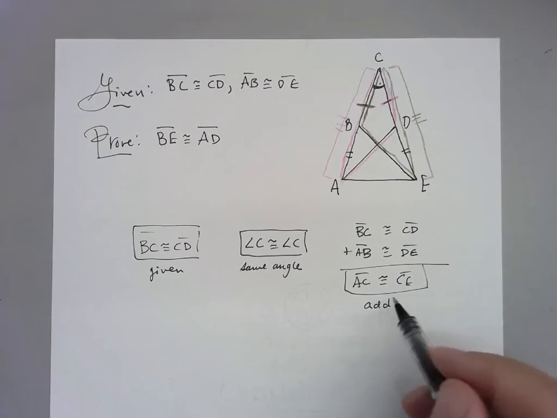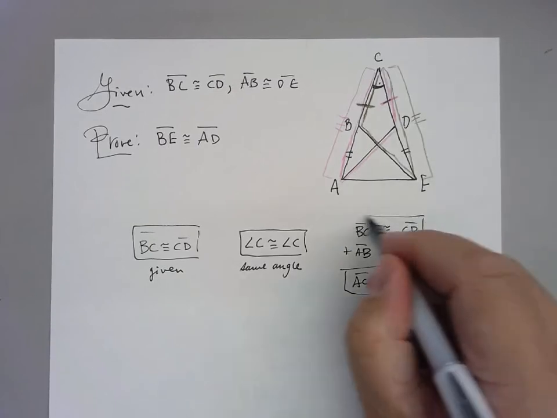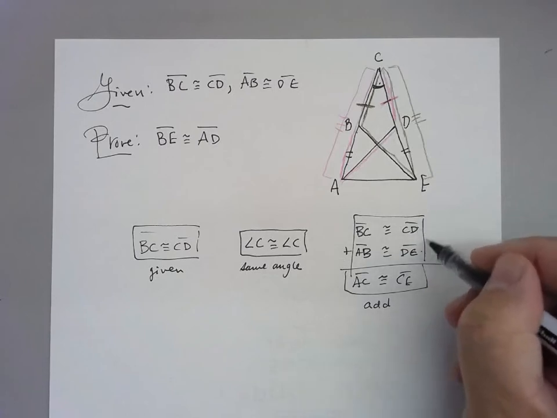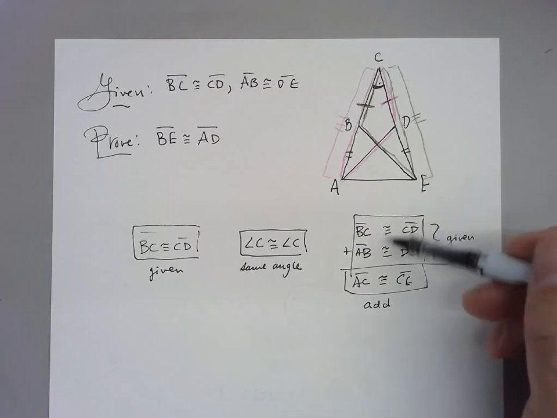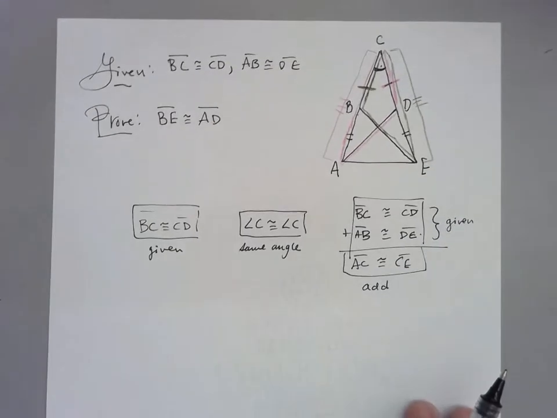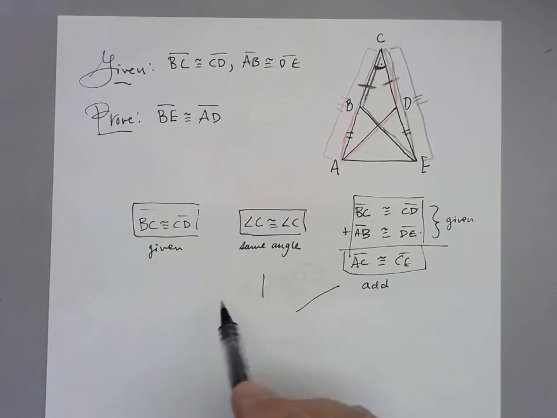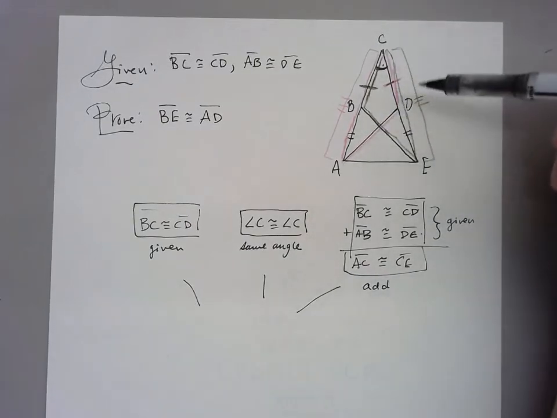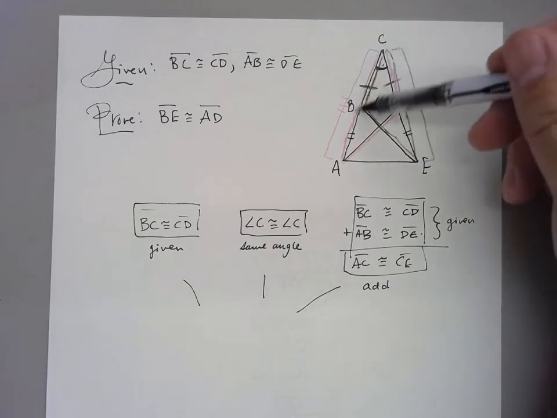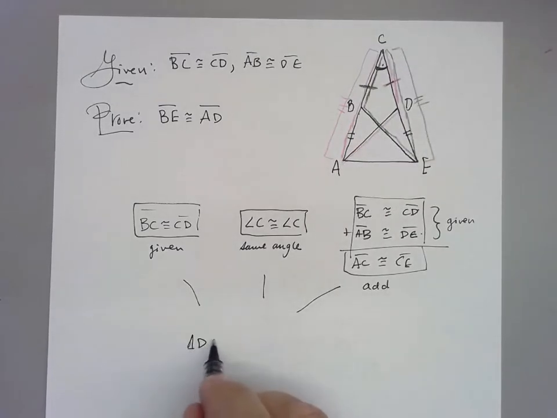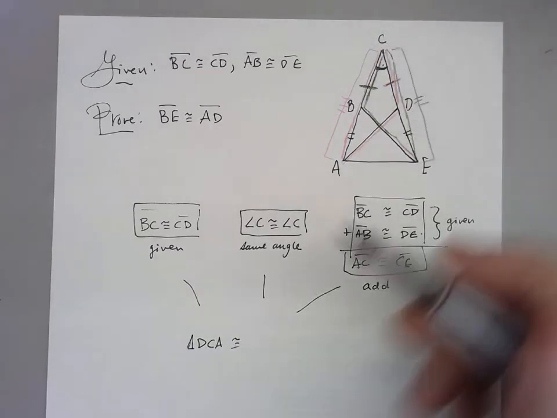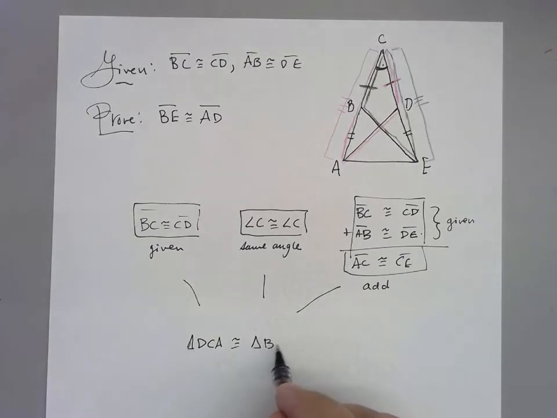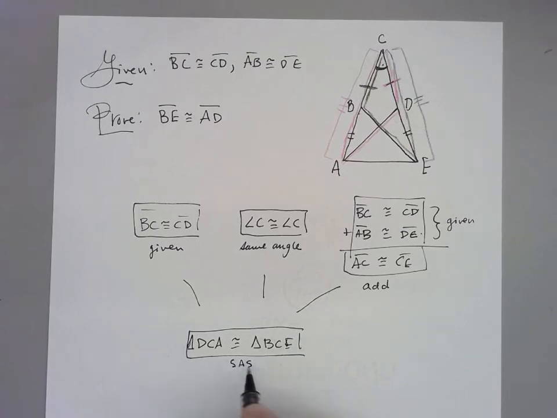Again, this addition argument is only valid if I know both of these are true, if I have reasons, but these again are both given. That's a given, that's a given, so this is a legitimate argument. It's a valid argument. So by combining these three things together, I get triangle DCA, that's the pink one, is congruent to triangle BCE. That's the green one. And that's a side angle side argument.